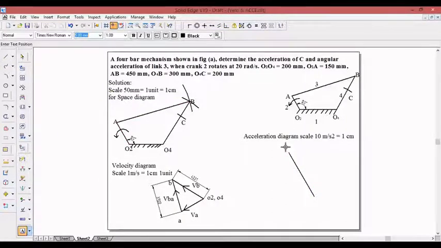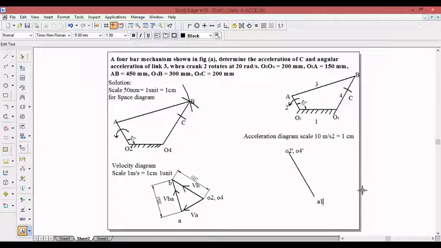and all the fixed points will be considered as a common point, and we represent them in the acceleration diagram as O2 dash and O4 dash. These two are the fixed points, and this end I'll take as A1. This is the acceleration of point A.